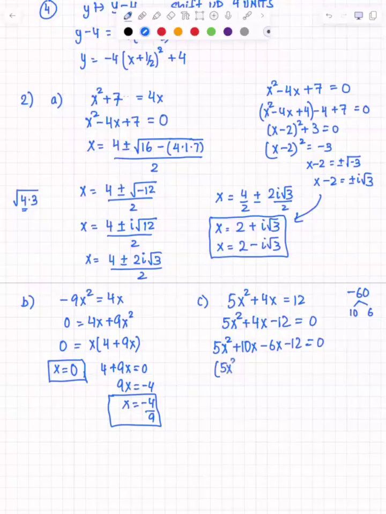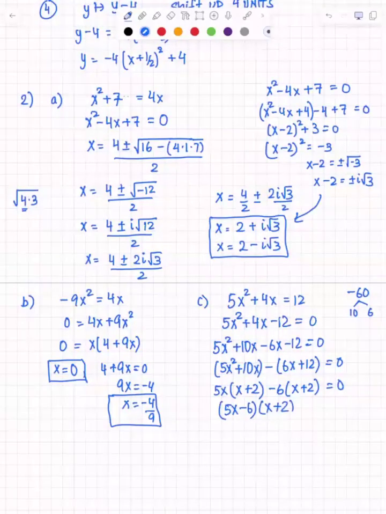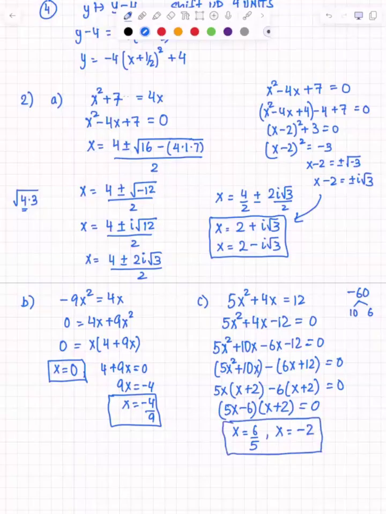Group. Put a negative in front of the second group, and change the sign inside. Factor out 5x. Factor out 2. Factor out 6. So we get 5x minus 6 times x plus 2 equals 0. That means x is equal to 6 over 5, or x is equal to negative 2. That's it.